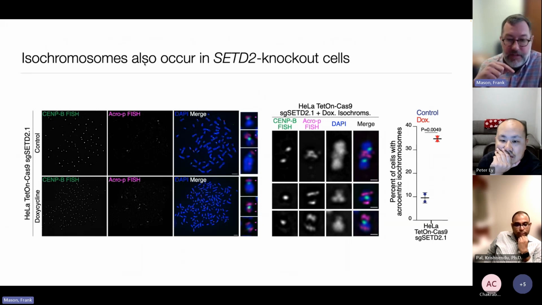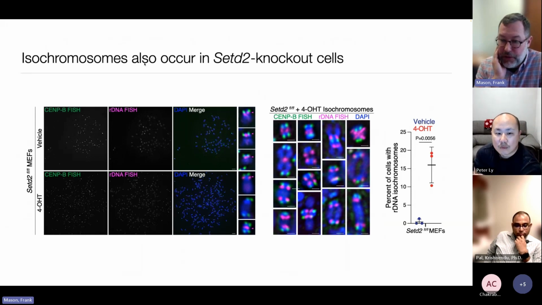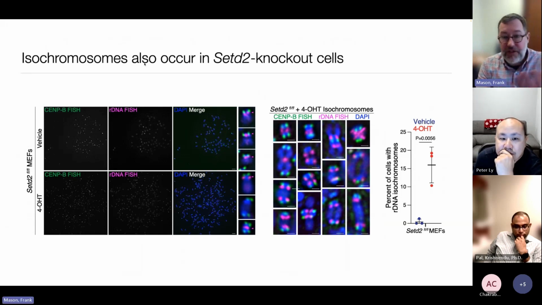However, when we deleted SETD2, we saw an increase in the frequency of these P arm signals on both arms of the SETD2 knockout chromosomes. And you can see this a little more nicely here in the mouse embryonic fibroblast cell lines. When we perform FISH, you can see this very clear mirror image symmetry of these chromosomes, suggesting that isochromosomes are quite common following SETD2 loss.